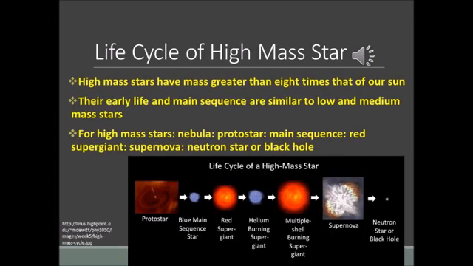So as we start talking about the life cycle of high mass stars, these have a greater mass than 8 times that of our sun. Early in their life, they start the main sequence just like the low mass stars. And for the high mass stars, it goes from the nebula to a protostar, to the main sequence. But here's where it goes different. Now we go into a red supergiant. Then we start into a supernova. And then depending on the mass, it's either going to go into a neutron star or a black hole.